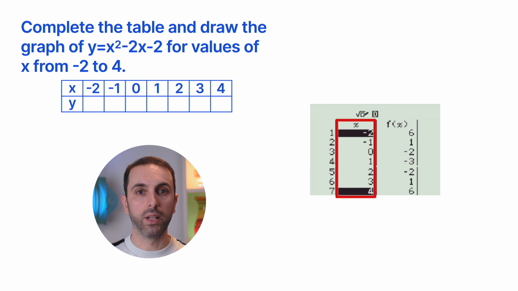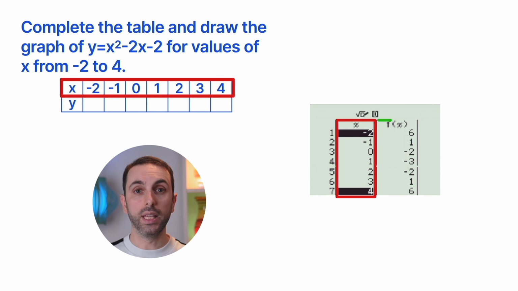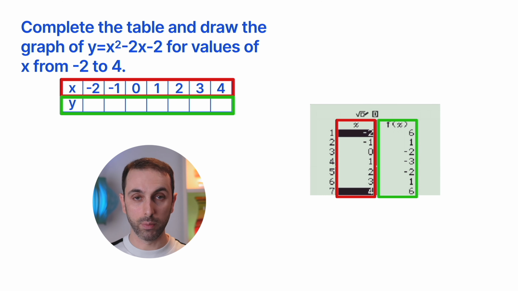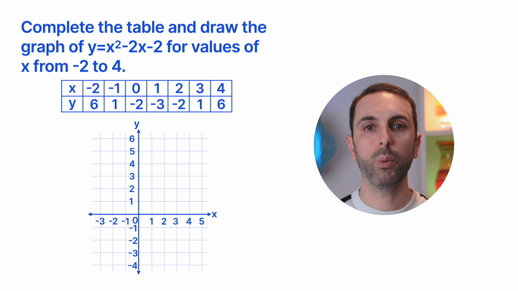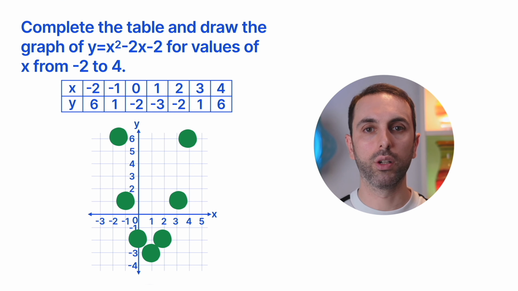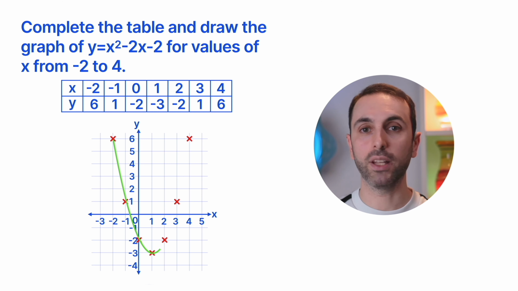The left column represents the x values from the table, whereas the f(x) column represents the y values from the table. So we can place the values from this column into the table to complete it. Next, all we need to do is just plot each of the coordinates onto the graph and sketch the curve passing through those points.